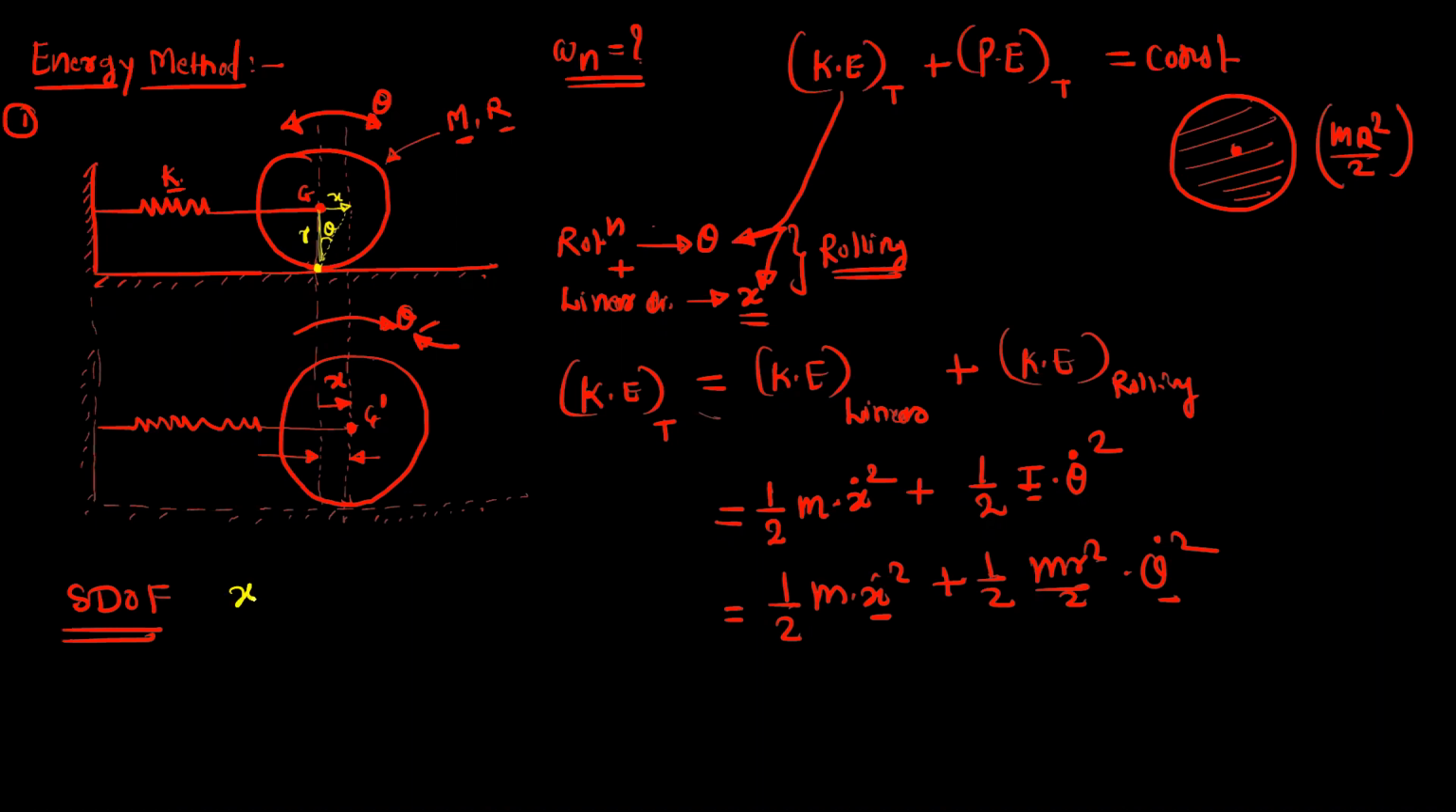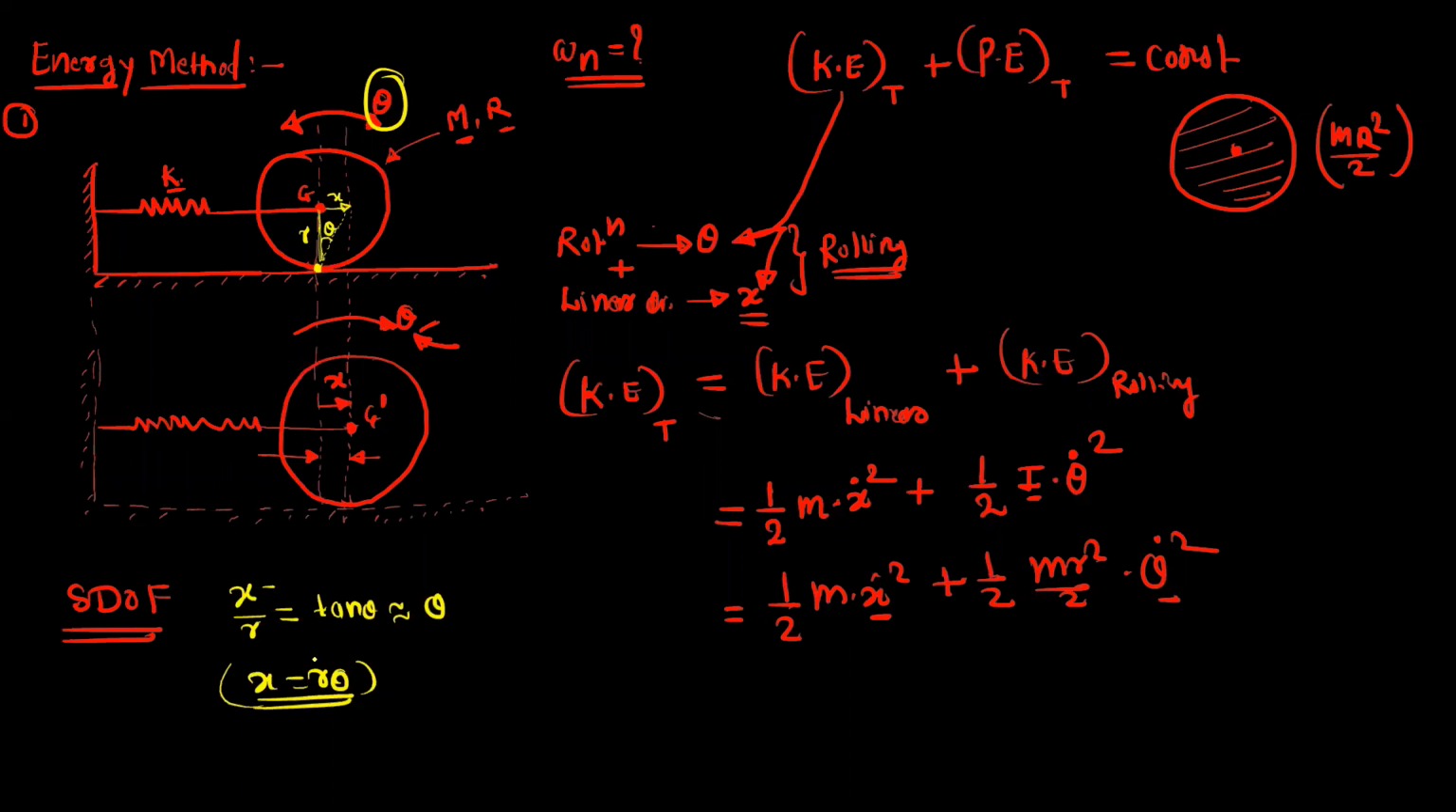So we can write x upon r is equal to tan theta. For a very small angle, this will become theta. So x is equal to r theta. That means when the disk is rolling with angular displacement theta, the center of gravity moves linearly by x displacement. So we get the relation x is equal to r theta.